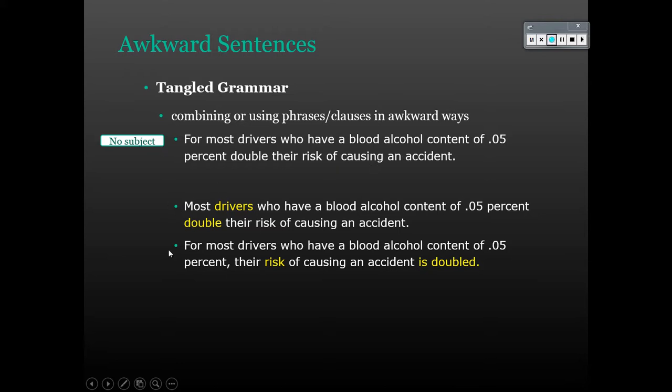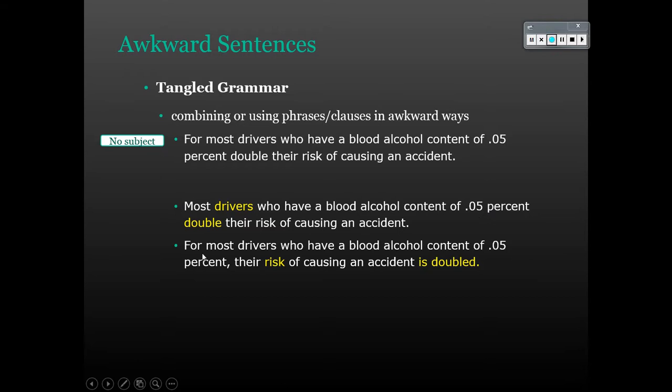So here's one way to correct it. Most drivers, add a subject, who have a blood alcohol content of 0.5% double their risk of causing an accident. So your essential clause or your main clause is most drivers double their risk of causing an accident. Now, you'll notice who have a blood alcohol content of 0.05%. Is it necessary to clarify what drivers double their risk? Yes, because not all drivers do this. So this is an essential clause. It is not offset with commas.